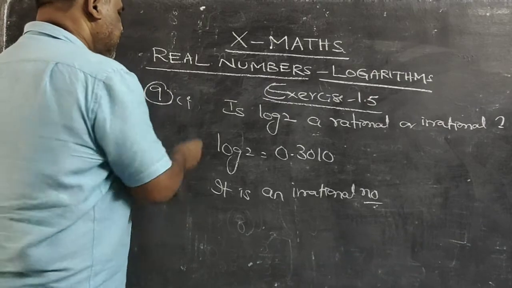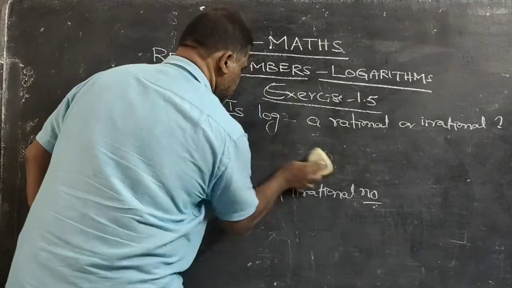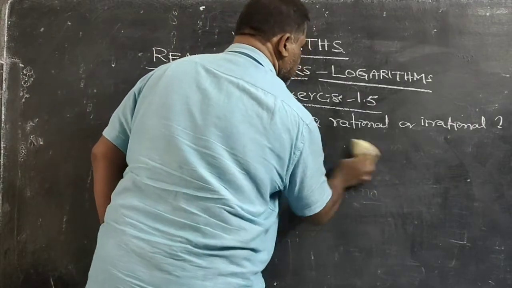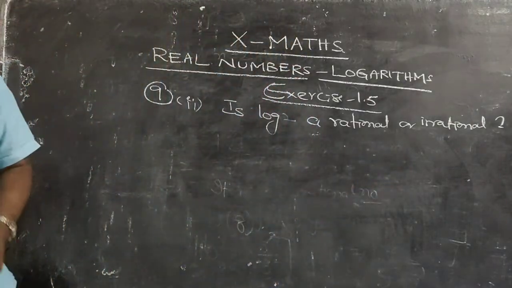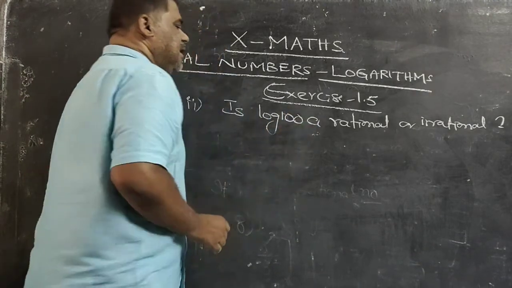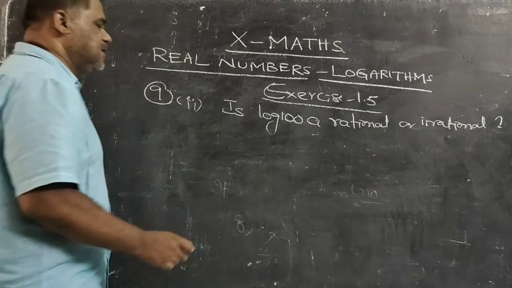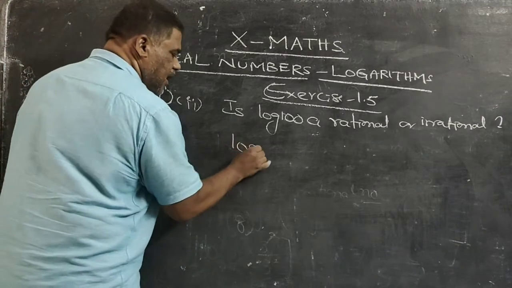Now the second bit, is log 100 a rational number or irrational number? We have to justify the answer. That is log 100.